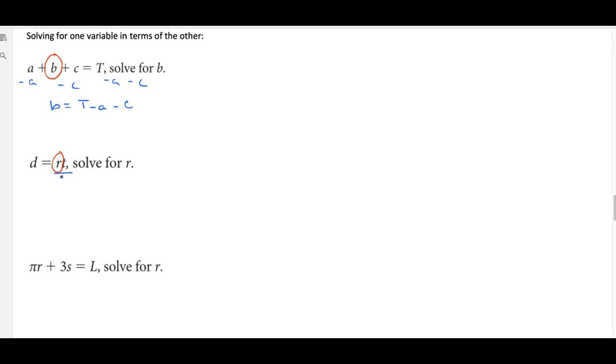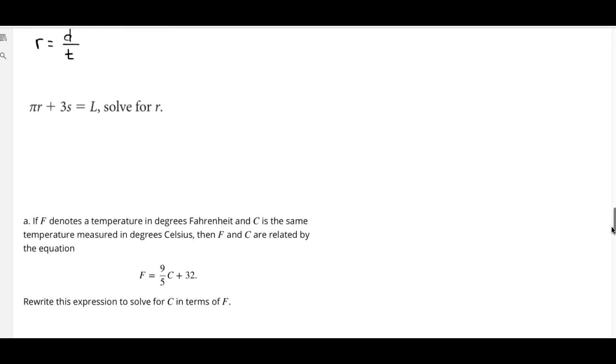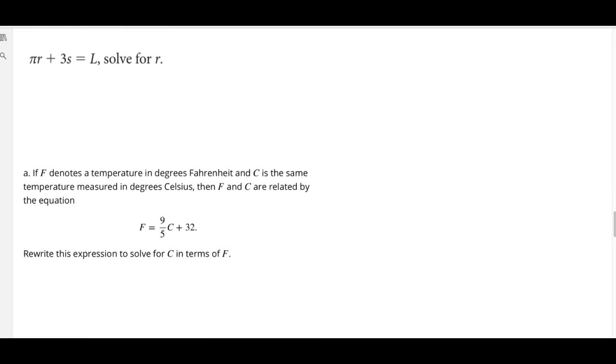So what I'm going to do here is divide both sides by t. And so that way the t gets divided out here, and we are left with r equals d over t. Okay, or d over t equals r, but you can just switch the sides. It doesn't matter what's on the left and what's on the right. Okay, all right, so the next one, we're going to solve for r again. So this is a little more complicated equation, so we want that r right there.